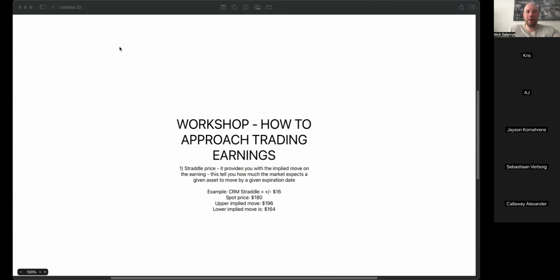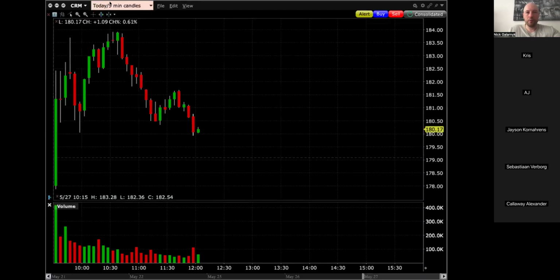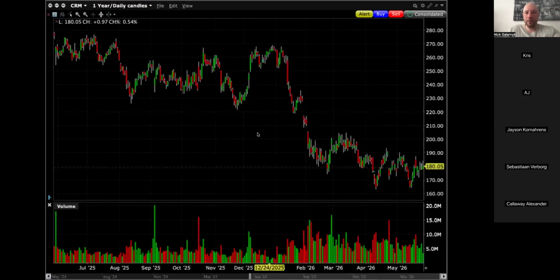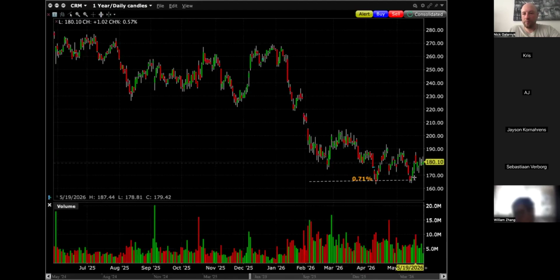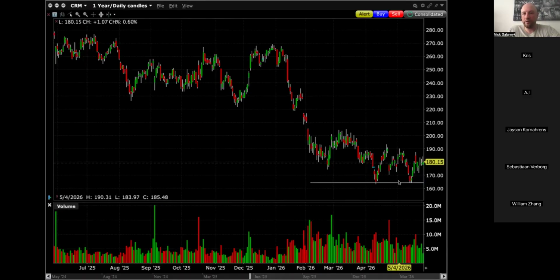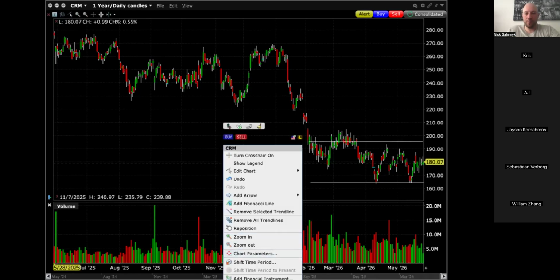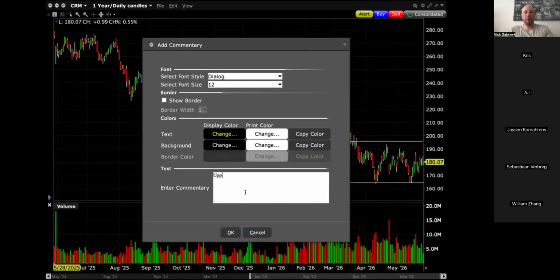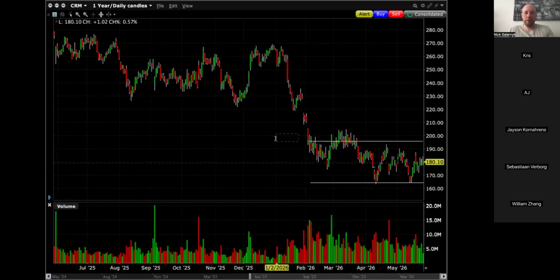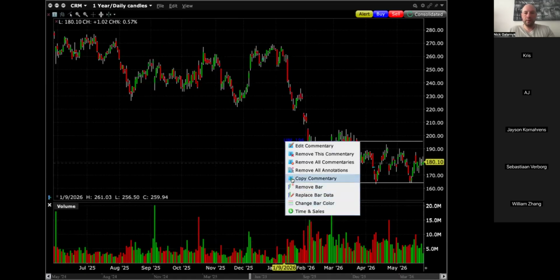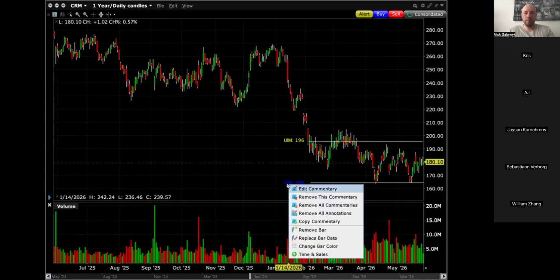So when we pull up the chart now on Salesforce, we look at what the chart is doing, we can draw some lines now. We can say, okay, well, we know that the lower implied move is somewhere over here, right at the recent lows, the 164 area. And the upper implied move is to 196. And I usually put in some commentary here, right? Upper implied move, 196 over here. And then the lower implied move over here.